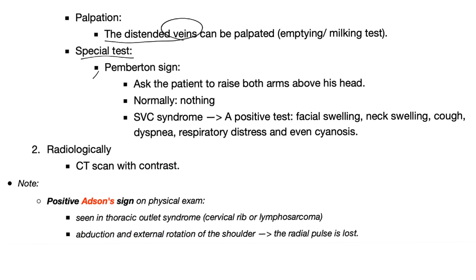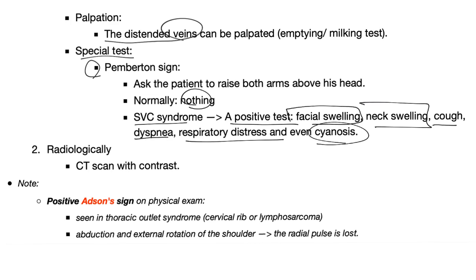You can do a special test called Pemberton sign. You ask the patient to raise both arms above his head. Normally, nothing is going to happen. In superior vena cava syndrome, a positive test will show facial swelling, neck swelling, cough, dyspnea, respiratory distress, and even cyanosis just by raising your arms above your head. This is superior vena cava syndrome.